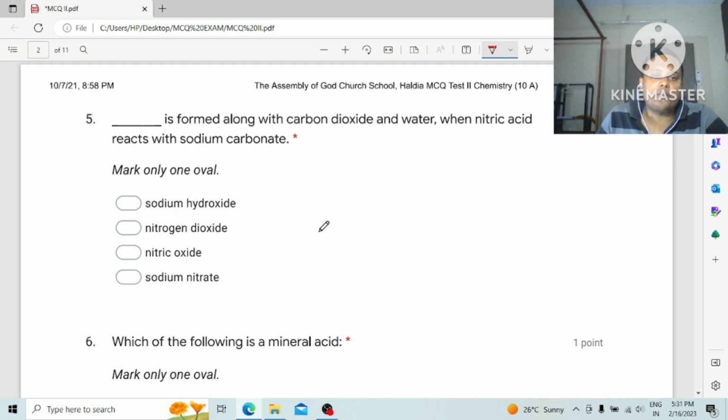Next, dash is formed along with carbon dioxide and water when nitric acid reacts with sodium carbonate. Now, that one is a property of dilute acid. When dilute acid reacts with a carbonate, it forms salt plus CO2 plus water. Since it reacts with nitric acid, it will form a nitrate salt. So the correct answer is sodium nitrate. If it reacts with sulfuric acid, it forms sulfate. It is based on which acid we are using.